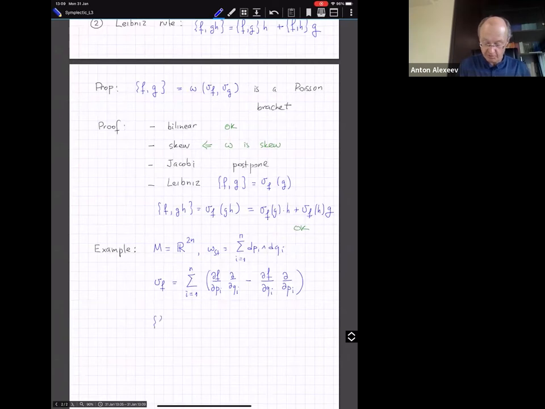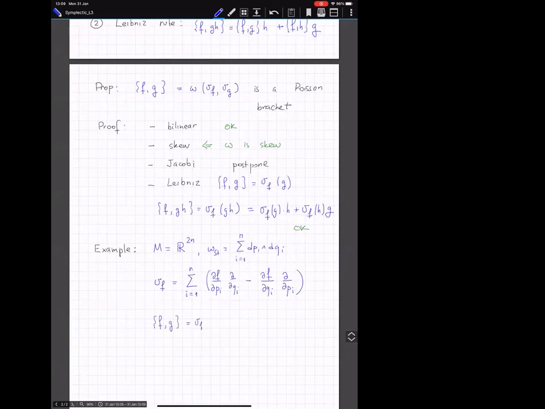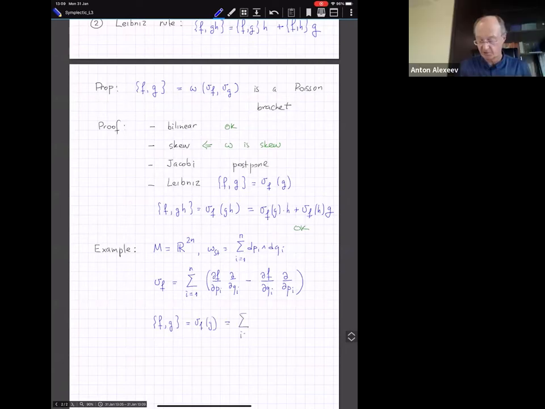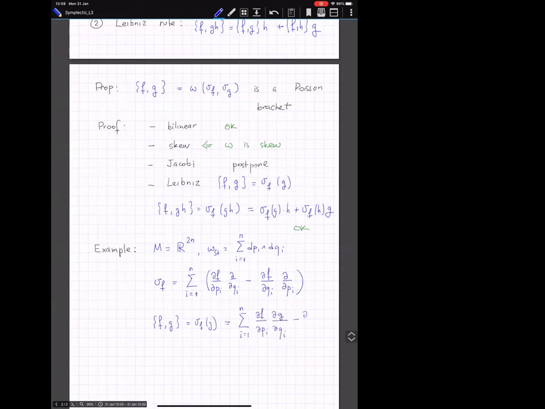Well, now {f,g} is simply V_f of g, and we get a formula which probably many of you know, or maybe not, I don't know: the sum of df/dp_i dg/dq_i minus df/dq_i dg/dp_i.